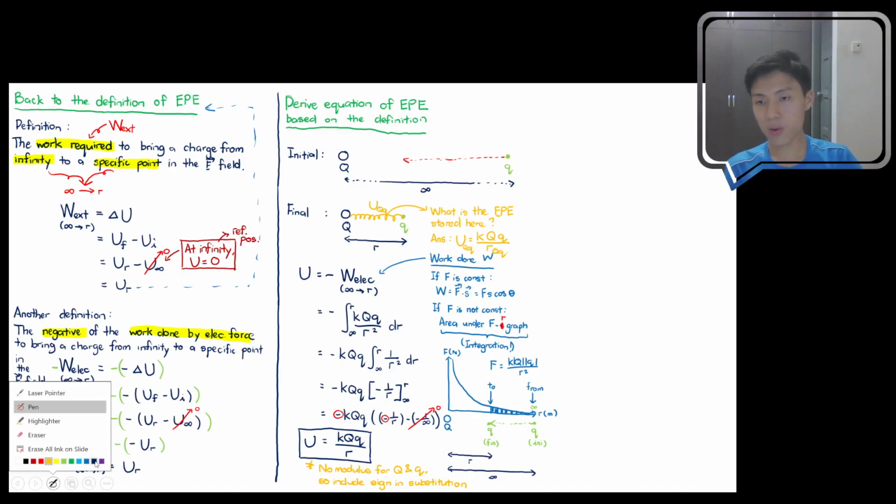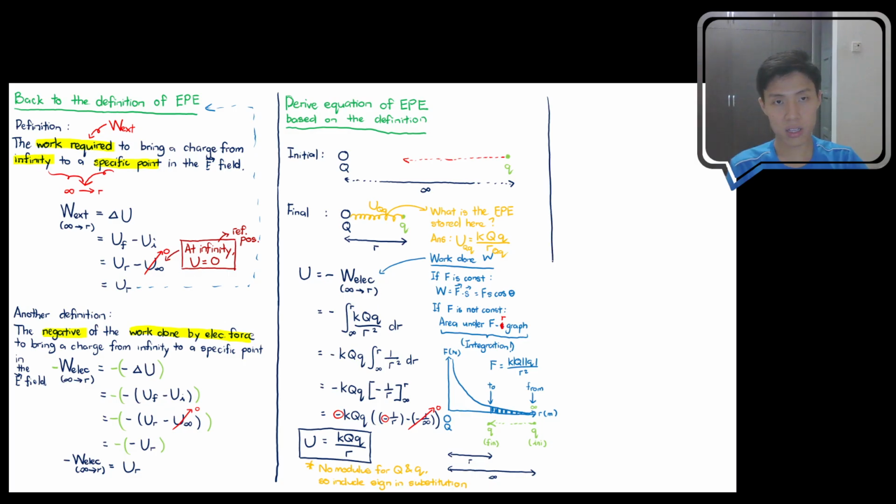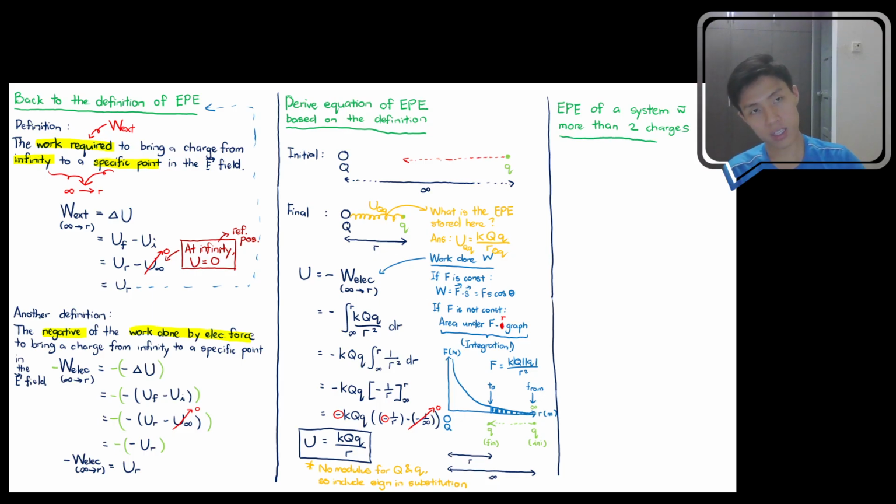Knowing this already, we are going to progress a little further to end our discussion on electric potential energy. The last thing I want to discuss is, what if we study the electric potential energy of a system with more than two charges? All this while our discussion has always been just a pair of charges. But what if we have more than two charges? How should we talk about the electric potential energy for these cases?